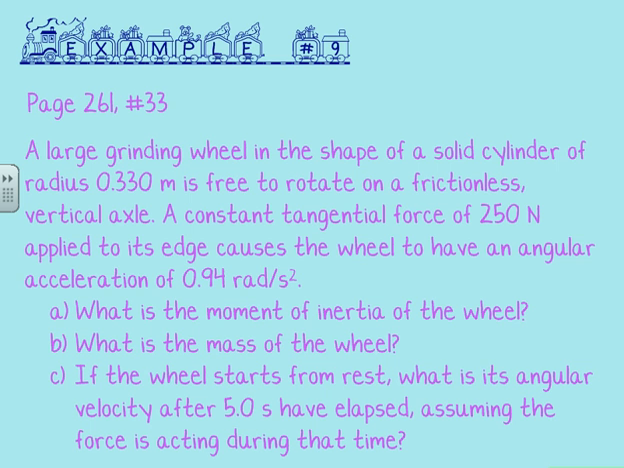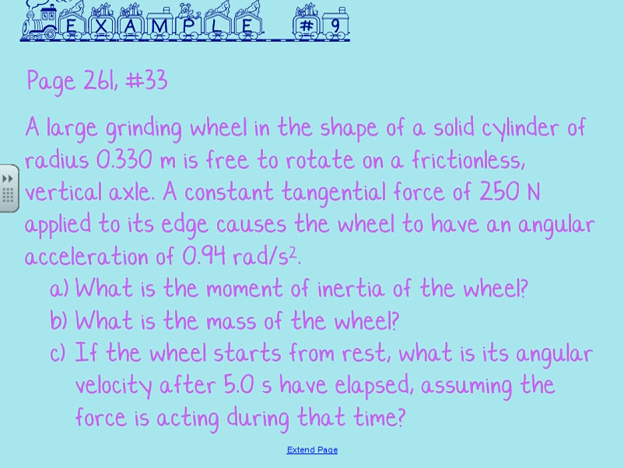Starting out with example number 9, which is number 33. This example deals with a large grinding wheel. It tells us that its shape is a solid cylinder. It has a constant tangential force being applied to its edge, which causes the wheel to have a certain angular acceleration. Part A asks about the moment of inertia of the wheel.